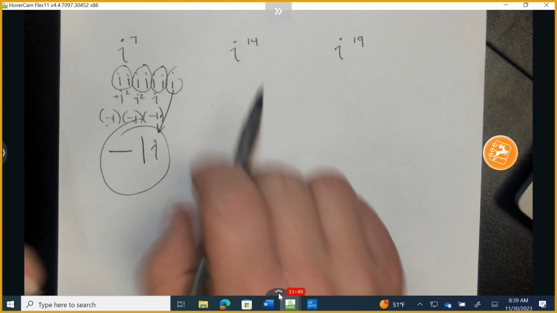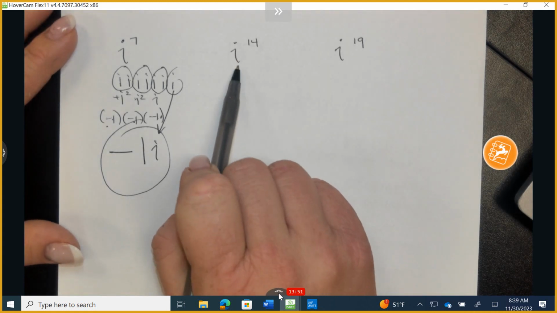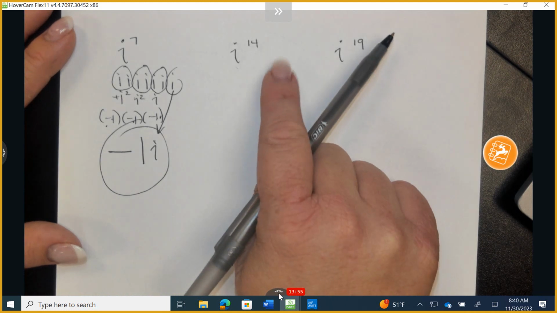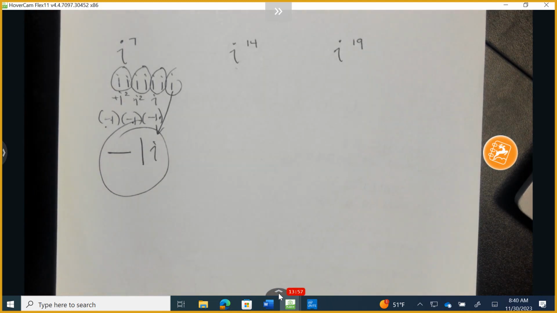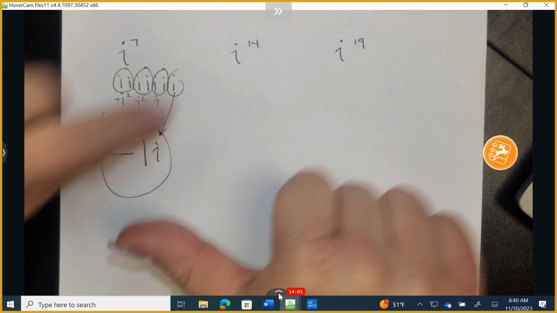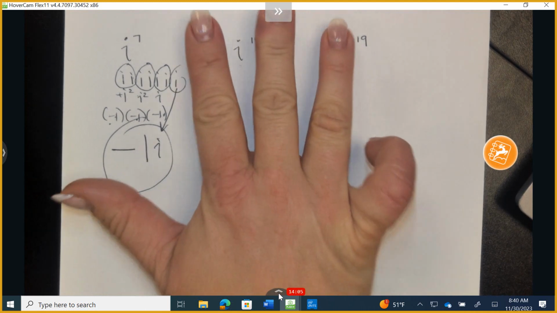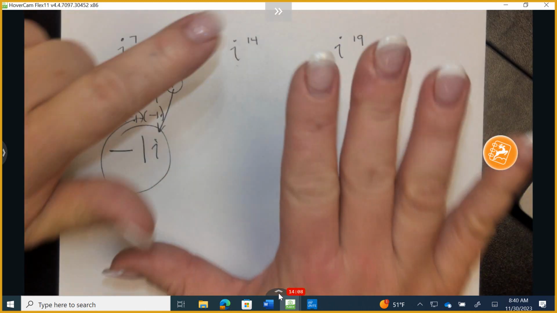Now, you can continue to do it this way, but I'm going to try to teach you a little bit faster way. I'm going to count by 2s. You're going to count on your fingers. Ready? Everybody get your fingers ready. Here we go. I'm going to go up to 14. 2, 4, 6, 8, 10, 12, 14.